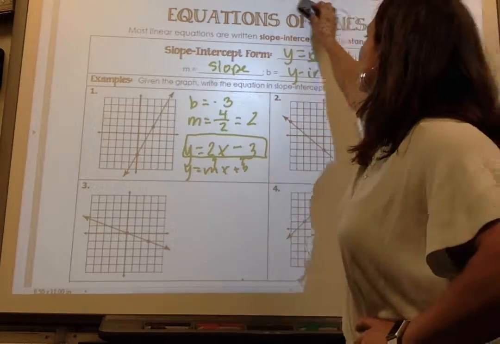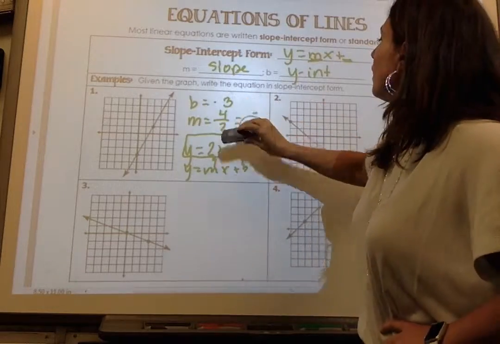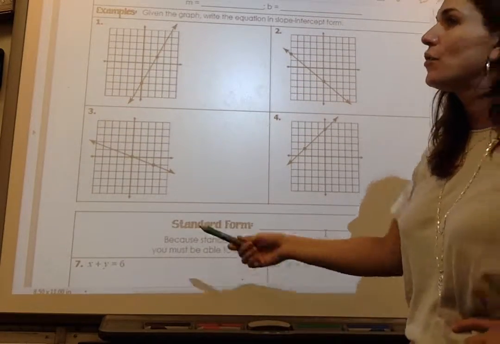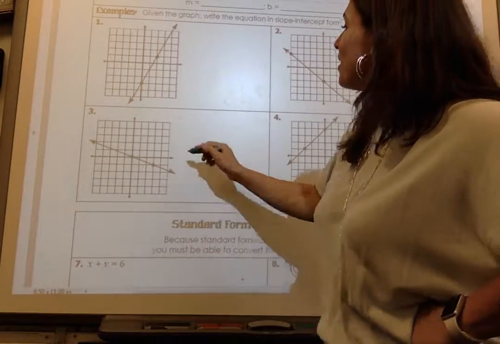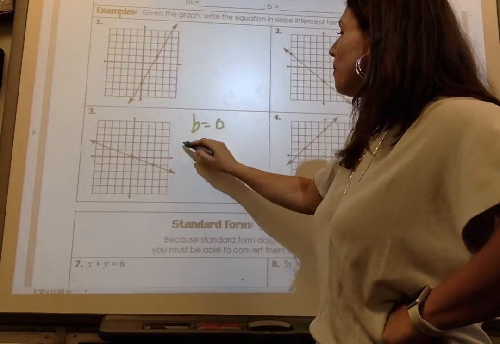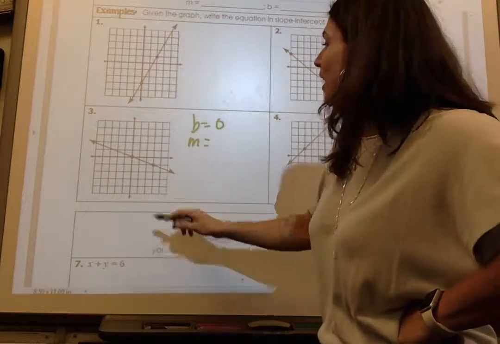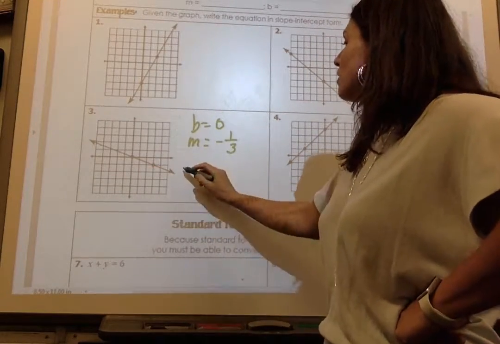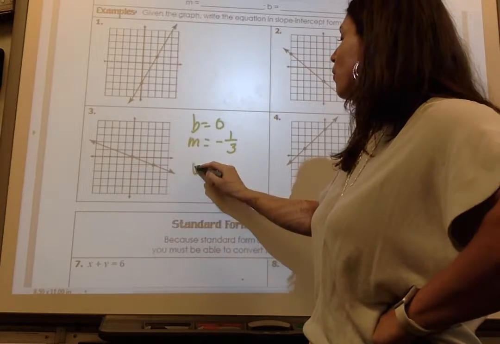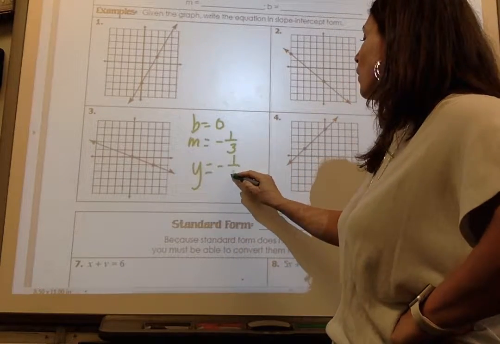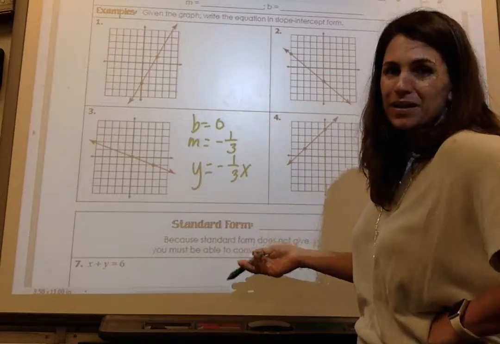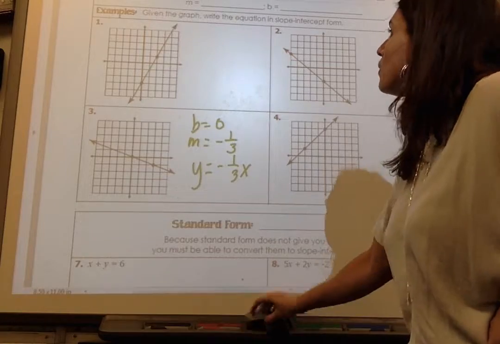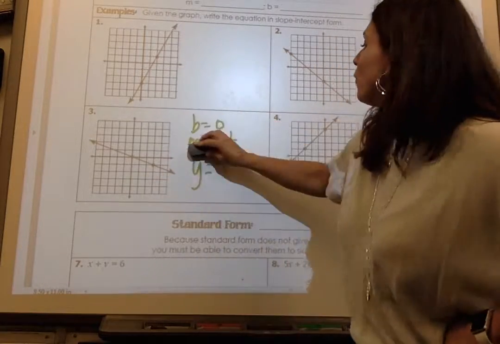Let me erase that. We'll do a couple more of these, and then we'll talk about the other form. Let's do number 3. My beginning point is 0. My slope, I know it's going to be negative, and it's going to go down 1 over 3. So my slope-intercept form is going to be y equals -1/3 x. I'm not going to put plus 0 because that's redundant, and I don't really need to do that. So that's slope-intercept form.